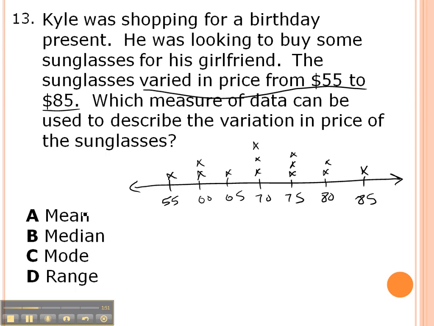So the measure of the data, our 4 choices are mean, median, mode, range. The measure of the data that describes the variation in price would be the range, because they're talking about from 55, the low, to the high. So the difference in price, the difference from the greatest to the least, so that's range.